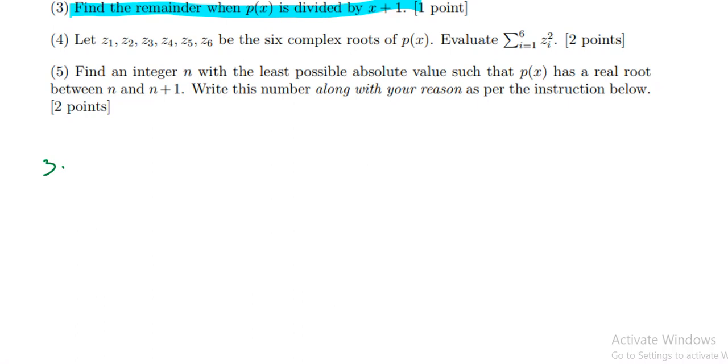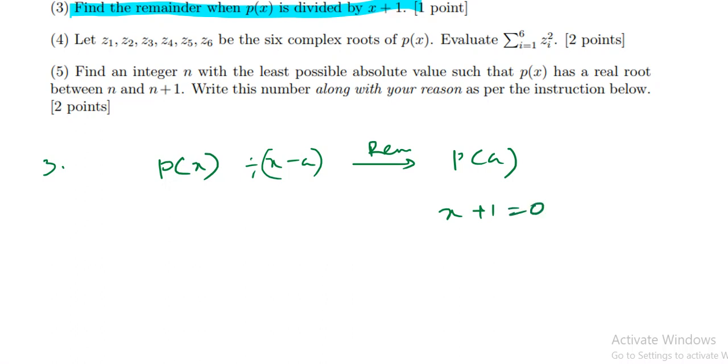According to the remainder theorem, the remainder of a polynomial p(x) when divided by x minus a is p(a). Here x plus 1 equals 0, that means x equals minus 1, so the value of a is also minus 1. So here a equals minus 1, that means we need to evaluate the value of p of minus 1.